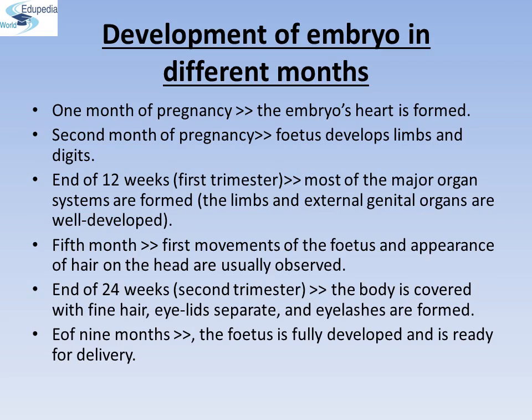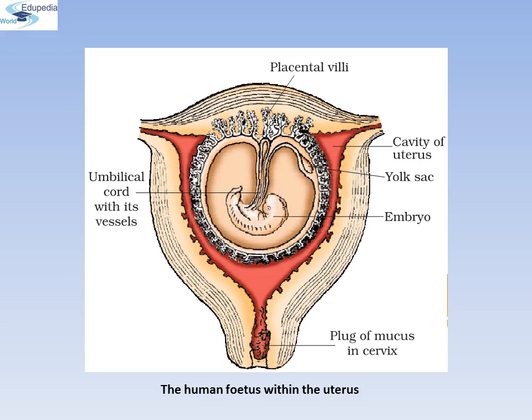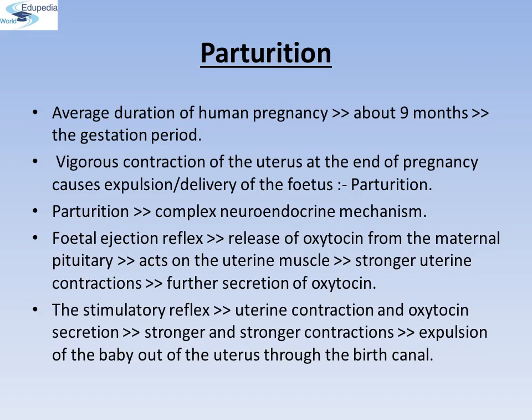By the end of the 24th week, that is the second trimester, the whole body of the fetus is covered with fine hair. The eyelids get separated at this time and eyelashes are also formed. By the end of nine months of pregnancy, the fetus is fully developed and is ready for delivery. This is the pictorial representation of the human fetus within the uterus.